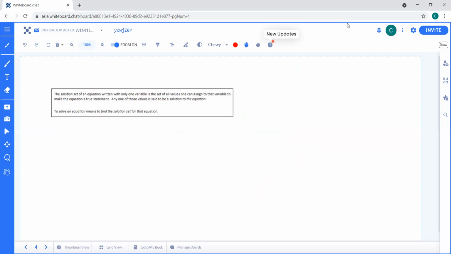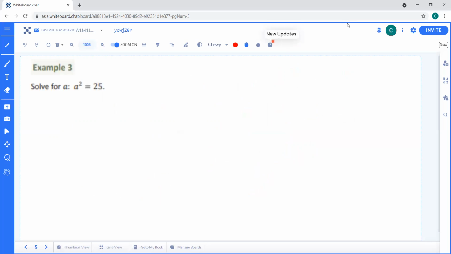This says the solution set of an equation written with only one variable is the set of all values one can assign to the variable to make the equation a true statement. So the only solution is the one that makes it a true statement. Any one of those values is said to be a solution to the equation. To solve an equation means to find the solution set for that equation. Now, we're used to just having one answer being correct. You're about to get into some where there's more than one answer.